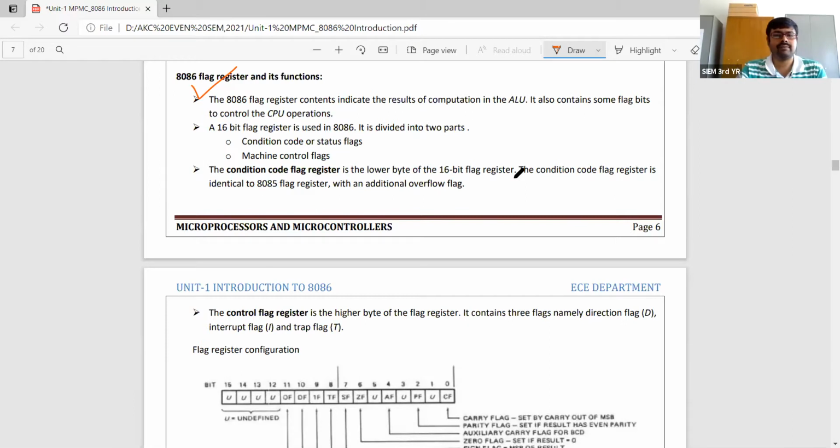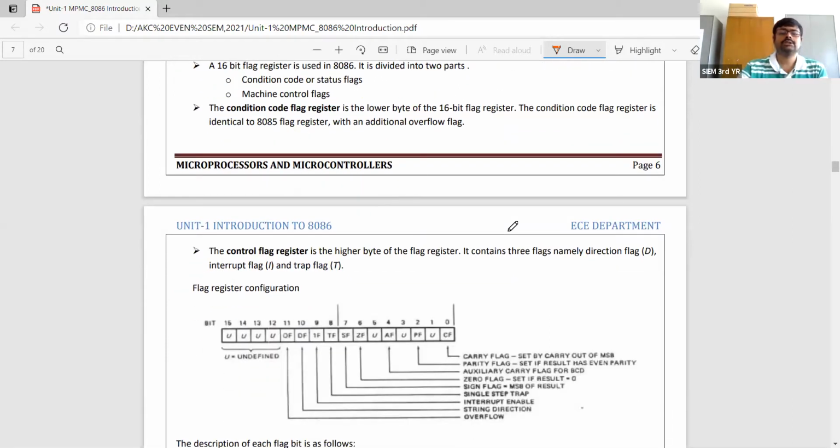First we'll see what is this condition code flag register. The condition code flag register is the lower byte of the 16-bit flag register. So in this case also, this lower and higher byte concept will be implemented. The condition code flag register is identical to the 8085 flag register with an additional overflow flag. So all the structure and points will be the same. Only the difference is that we are adding one extra overflow flag.